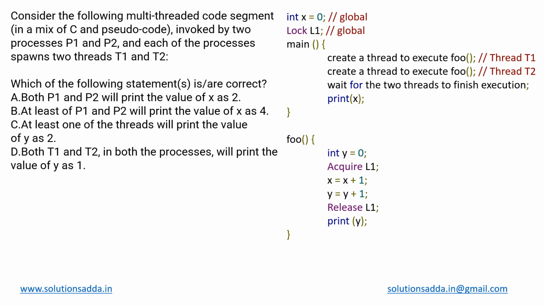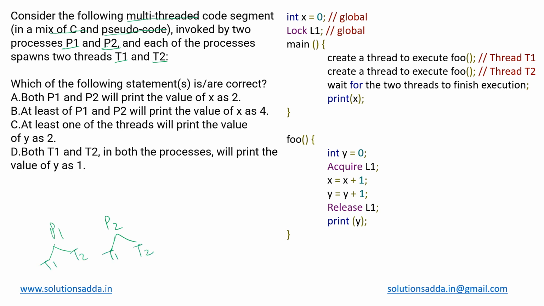This is an operating systems question based upon process synchronization and multi-threading. We have this multi-threaded code segment given to us in a mix of C and pseudocode, which means in the C-like language, the piece of code has been given that signifies the synchronization mechanism that is being used for these threads. There are two processes that are invoking it, P1 and P2. And each of these processes spawns two threads, T1 and T2, which means process P1 as well as process P2 each creates two threads, T1 and T2.